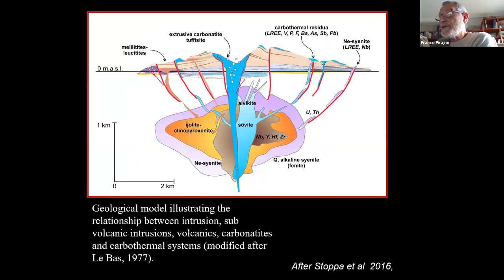This is the model we put together with Francesco Stoppa, a geological model illustrating the relationship between intrusion, subvolcanic intrusion, volcanics, carbonatites, and carbothermal system, based on Le Bas 1977. So effectively, this is the extrusive carbonatite. I won't go into great detail. This is the intrusive carbonatite, extrusive carbonatite, a carbothermal residual sitting in the volcano field.